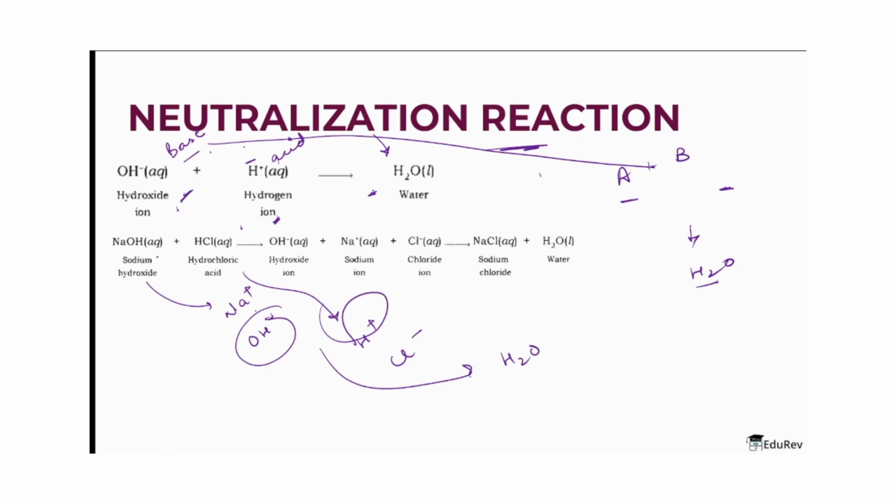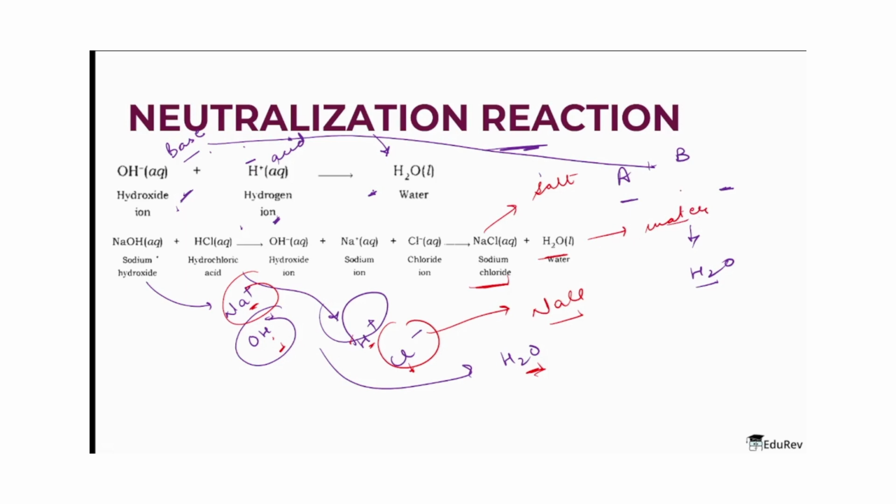So whenever sodium hydroxide reacts with hydrochloric acid, sodium hydroxide dissociates into Na positive and OH negative, and hydrochloric acid, HCl, dissociates into H positive and Cl negative. The H positive and OH negative form water. And the Na positive and Cl negative react and form NaCl. So at the end I will get sodium chloride, which is nothing but my salt, and H2O, which is water. This is exactly what the reaction is.